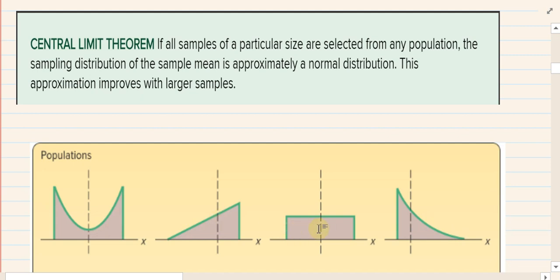The point being that these are the any populations that the central limit theorem references. None of these are normal. By the way, the other version of the central limit theorem reads, if all samples of a particular size are selected from, instead of any population, a normal population, the sampling distribution of the sample mean is, instead of approximately, now exactly a normal distribution. So if we sample from a normal population, the distribution of x bar will be normal also, regardless of the sample size. It has nothing to do with large samples. Only for normal populations. Okay, so let's address this diagram.